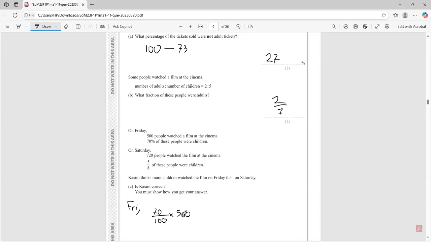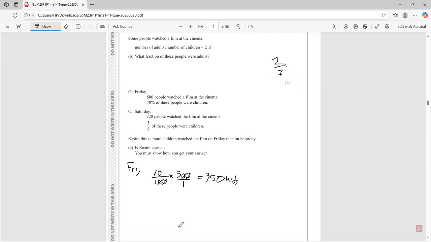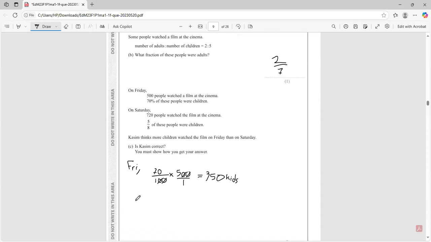So 70% of 500, 70% times 500. You remember how our zeros cancel out, right? Yes. And we're left with 70 times 5. And 7 times 5 is 35. So with the 0 behind 70, that will give me 350. I think it's better for me to just write kids. That would make things easy for me. Okay, so we're moving on. 350 kids on Friday. Let's work out those on Saturday.